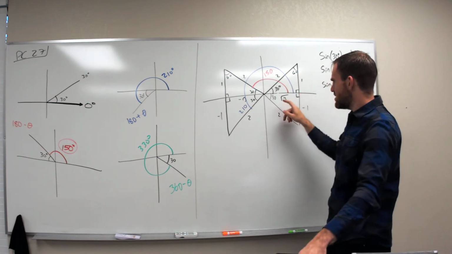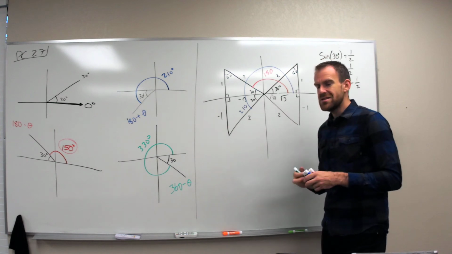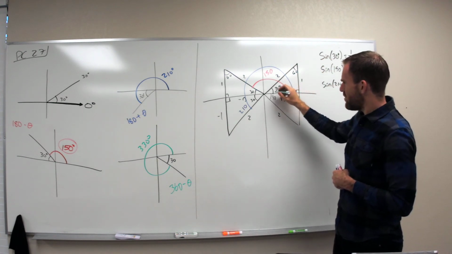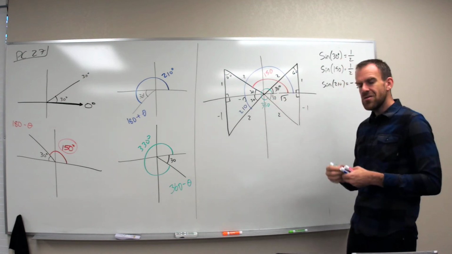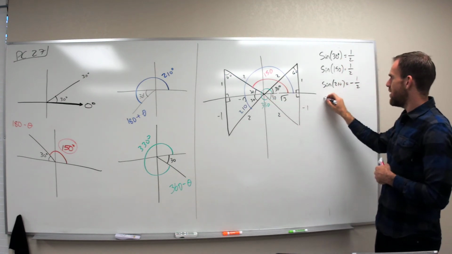What angle is the corresponding angle to 30 degrees in the fourth quadrant? Oh dear, maybe I'll fit it inside. Well, it's 330. So I can also find sine of 330.